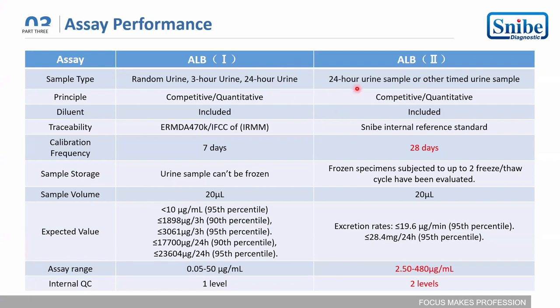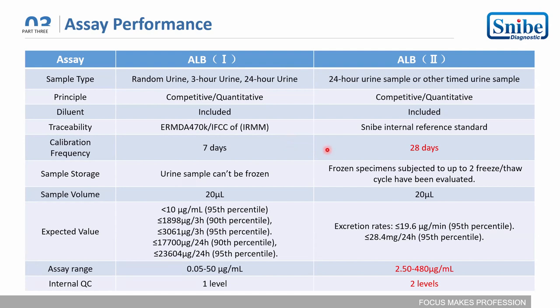In the second generation, we have 24-hour urine samples, or other time urine samples can be run. These urine albumin samples are usually called microalbumin. So in the diagnostic industry, the urinary albumin is considered as urinary microalbumin. This is a competitive assay and a quantitative assay. It includes a diluent. Yes, diluent is included in the reagent. We have traceability to an internal reference standard in the albumin second generation, while for the first generation, we have ERM-DA470k/IFCC for IRMM.